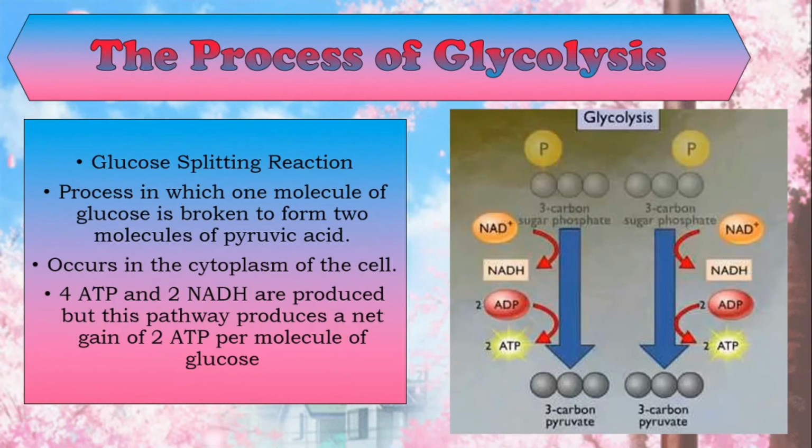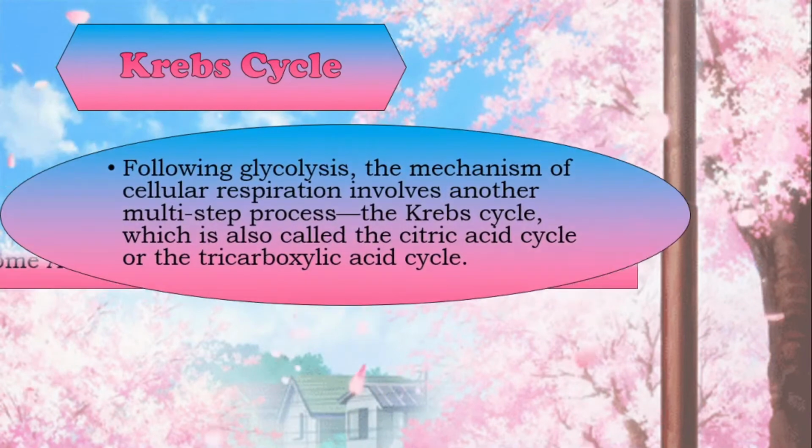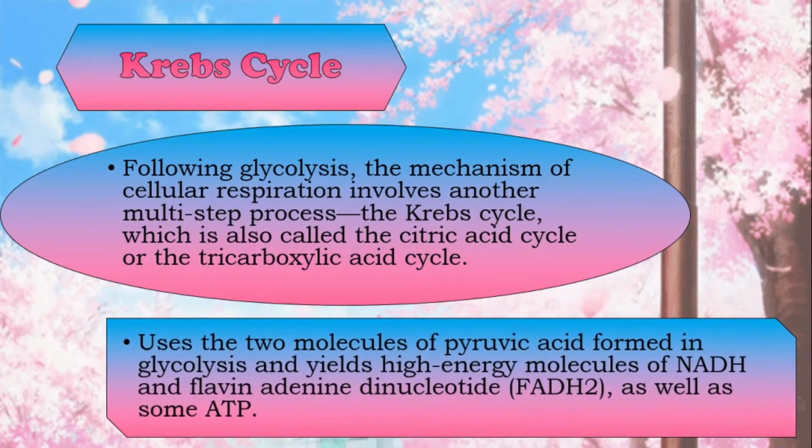First, glucose is converted into two molecules of pyruvate. Second, two molecules of ADP are converted into ATP through substrate level phosphorylation. And last, two molecules of NAD plus or nicotinamide adenine dinucleotide are reduced to NADH. Okay, so next process after the glycolysis is the Krebs cycle.